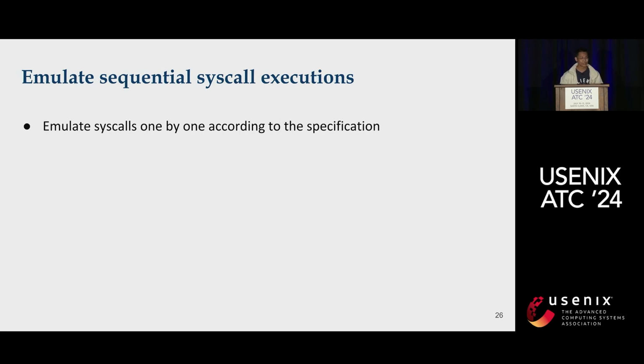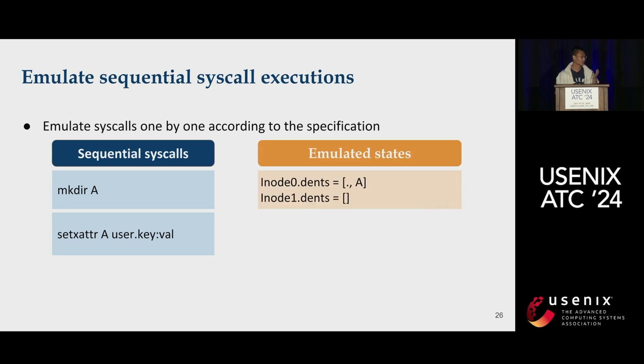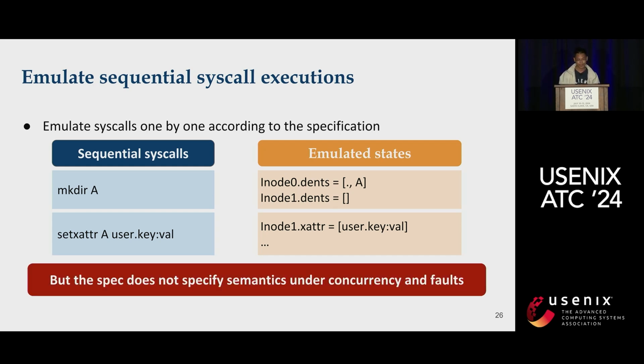Following this workflow, it's quite straightforward to emulate the semantics under sequential execution. You just need to emulate the syscalls one by one according to the specification, right? For example, if you have a test case with two syscalls, where you make a file and then set attributes on it, you only need to emulate the directory entry and also the extended attributes, and then you can know the oracle states, right?